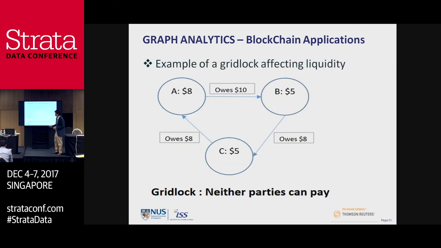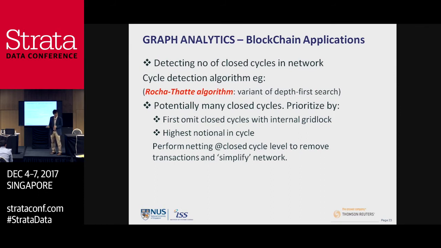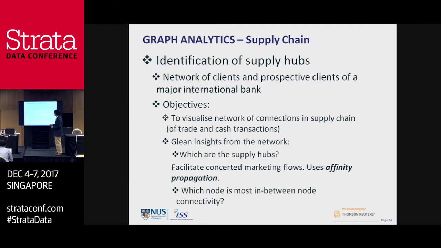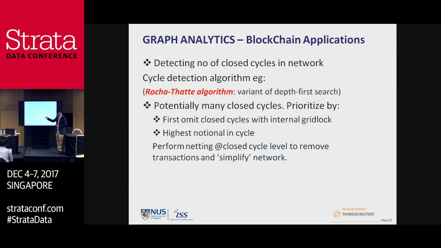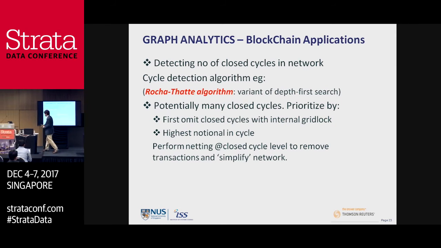And once it's done, it's not trivial, because we're talking about many nodes and many loans. Once it's done, you can simplify the network, and the whole network can run again. After this, I'll let my colleague talk about supply chain use cases, which are some of the work we have done. Thanks, Radha.